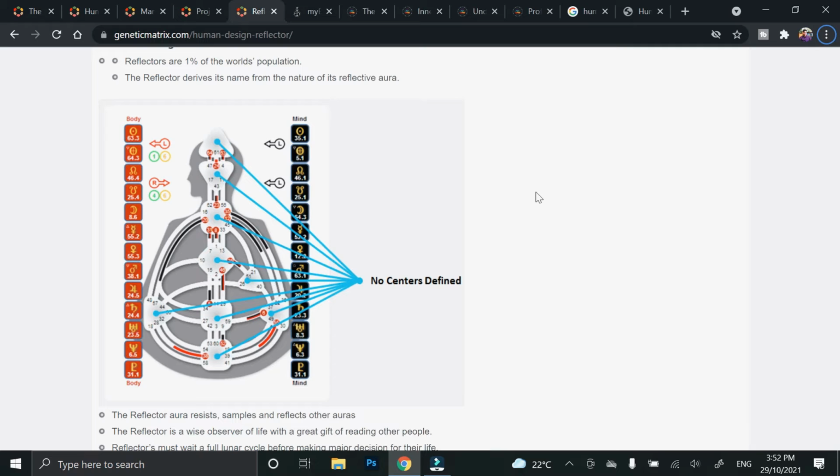So last but not least, we have our reflectors, which are by far the easiest to identify, because right away you look at them, you can see they have zero defined centers.